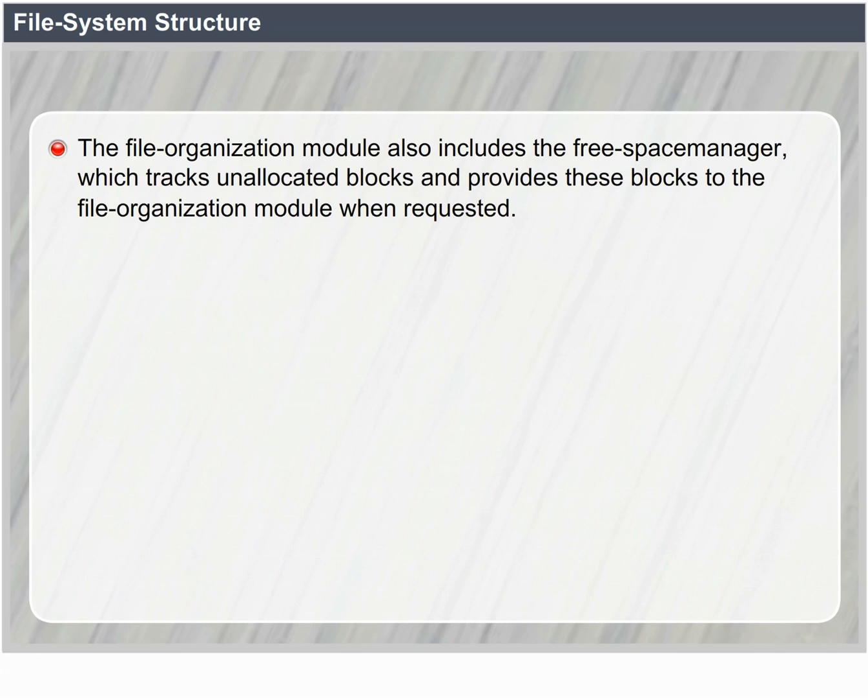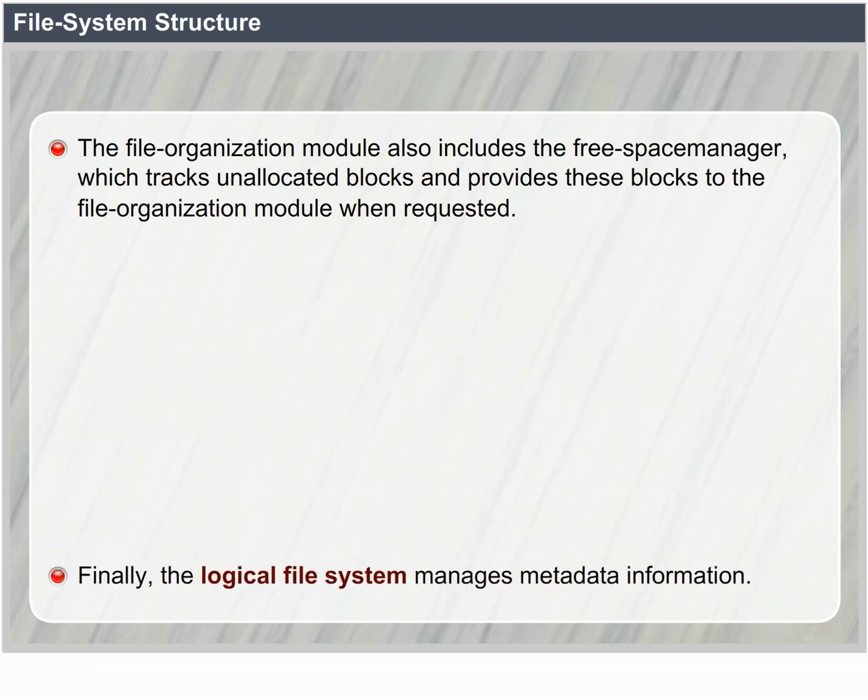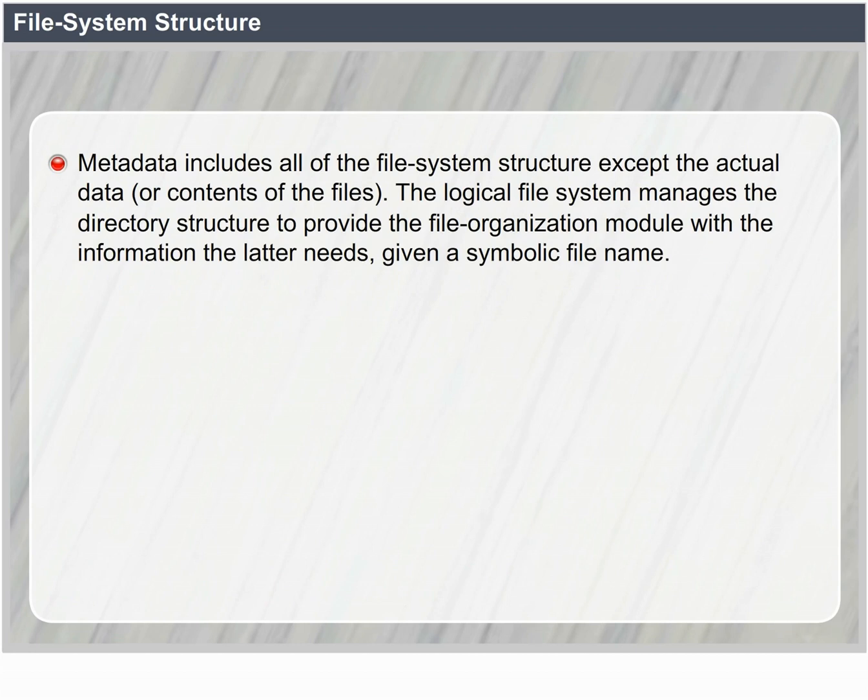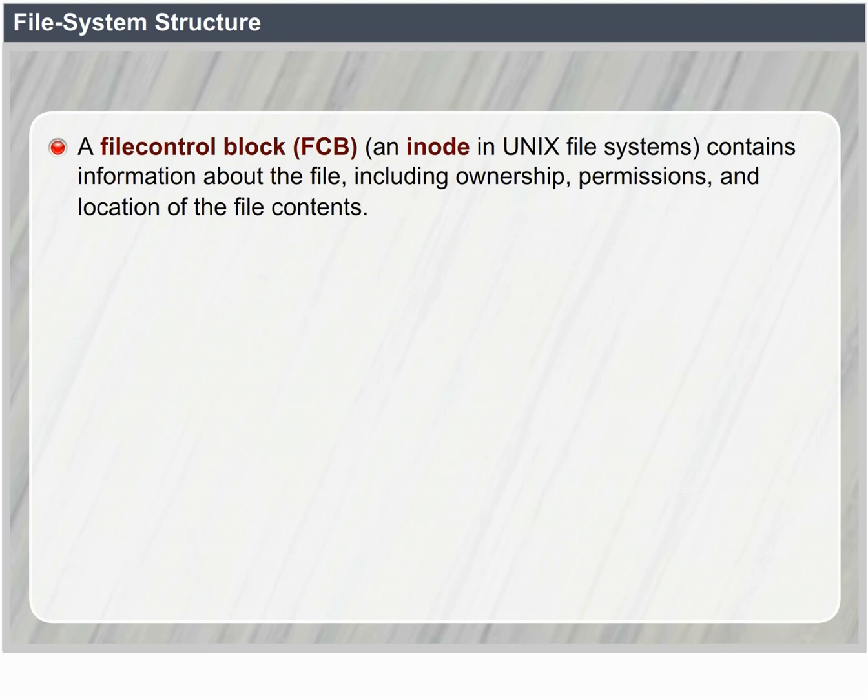Finally, the logical file system manages metadata information. Metadata includes all of the file system structure except the actual data or contents of the files. The logical file system manages the directory structure to provide the file organization module with the information the latter needs, given a symbolic file name. It maintains file structure via file control blocks. A file control block, FCB, an inode in Unix file systems, contains information about the file including ownership, permissions, and location of the file contents. The logical file system is also responsible for protection.